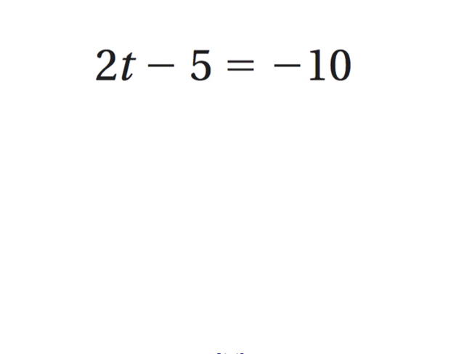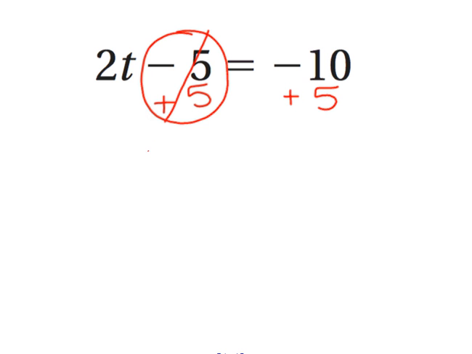Our first equation is 2t minus 5 equals negative 10. The first thing that we're always going to look at is getting rid of the constant. So in this expression, 2t minus 5, 2 is the coefficient, t is the variable, and negative 5 is my constant. So I want to start by adding 5 positives to both sides. And when I do that, this is my 0 pair. So I'm left with 2t equals negative 5.